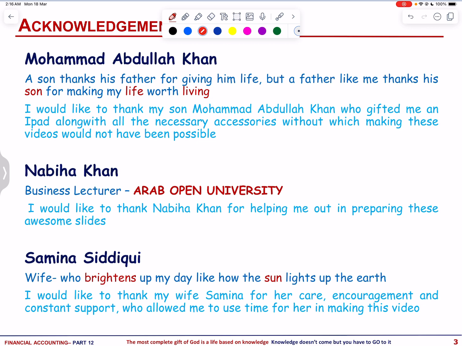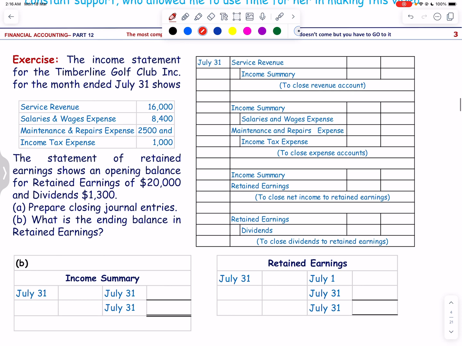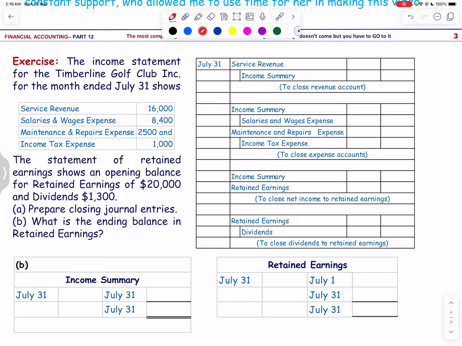The income statement for the Timberline Golf Club Incorporation for the month ended July 31st shows service revenue, salaries and wages, maintenance, income tax expense. The statement of retained earnings shows an opening balance for retained earnings of 20,000 and dividends of 1,300. Now we have to prepare closing entries and find the ending balance in retained earnings. So here we have the closing entries.